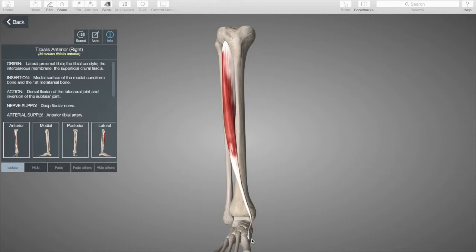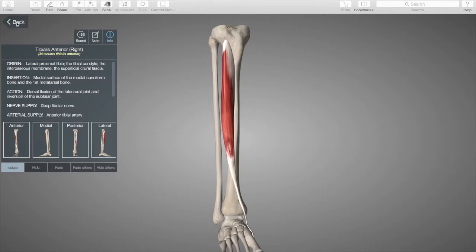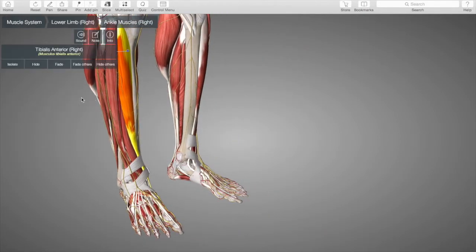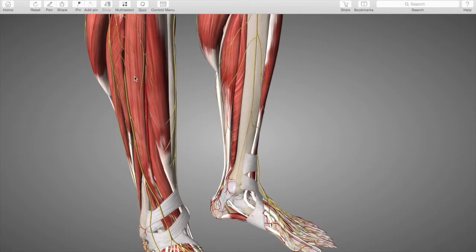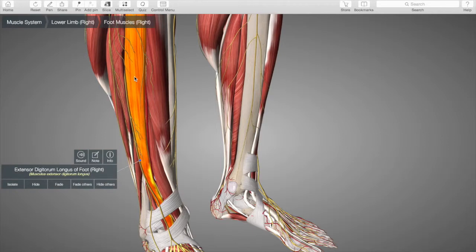Its action is to dorsiflex the foot, as well as inversion at the subtalar joint. The nerve supply is from the deep fibular nerve, and its arterial supply is the anterior tibial artery. The next muscle of the anterior compartment of the leg, extensor digitorum longus of the foot.